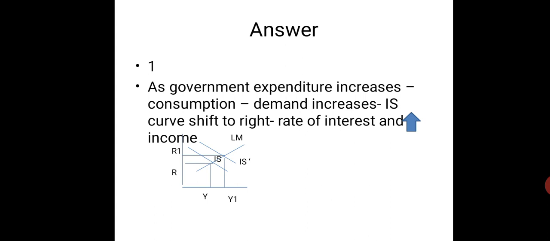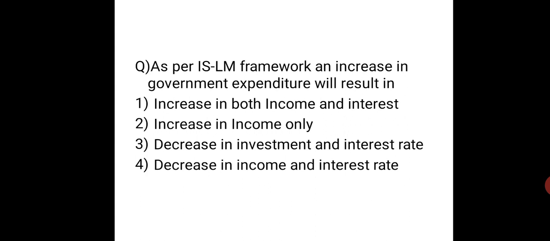Here government expenditures are increasing. When government expenditure increases, what happens? Just use the logic rather than just learning by heart. We have more money in our hand, our consumption increases, that means demand is increasing. And IS is a curve that deals with the goods market, right? So the IS curve will shift to the right. What happens when the IS curve shifts to the right and the LM curve remains the same? The rate of interest has increased from R to R1, and income has increased from Y to Y1. So the answer will be 1, where there is an increase in both income and interest rate.